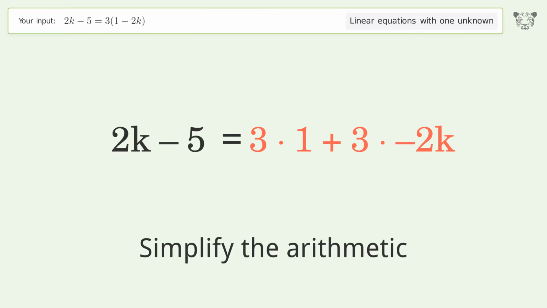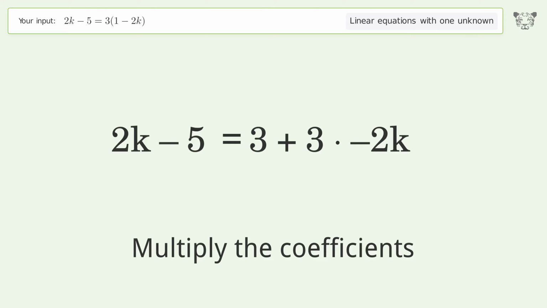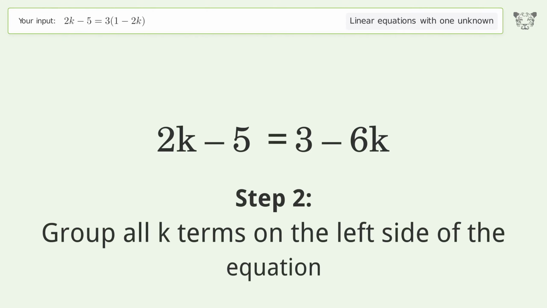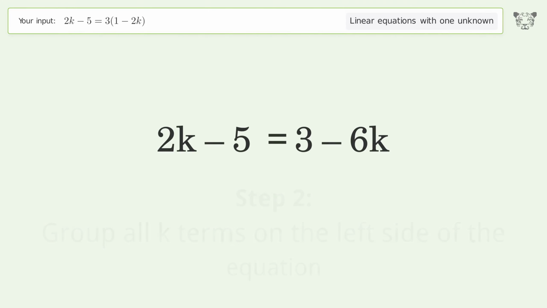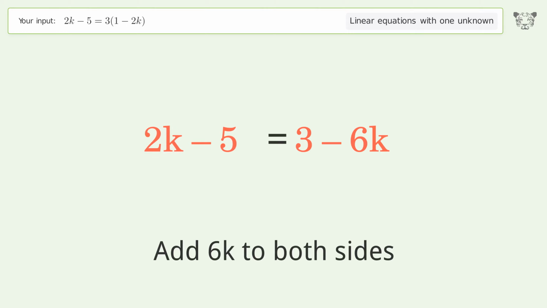Simplify the arithmetic. Multiply the coefficients. Group all k terms on the left side of the equation. Add 6k to both sides.